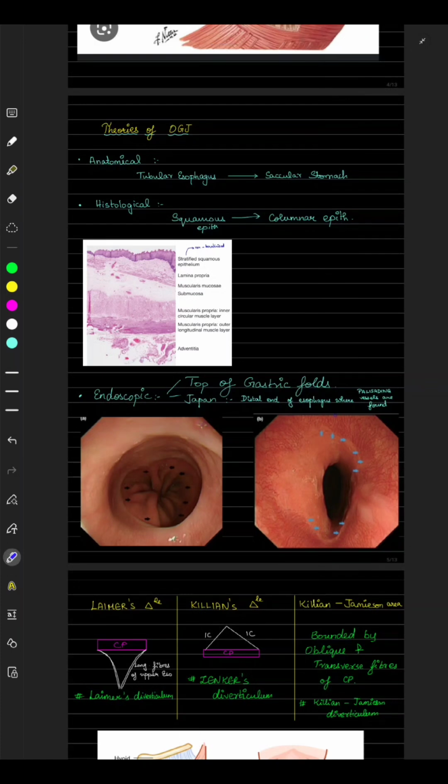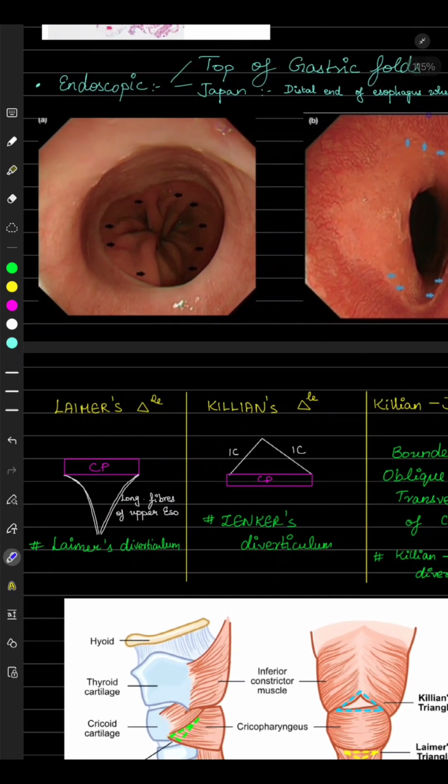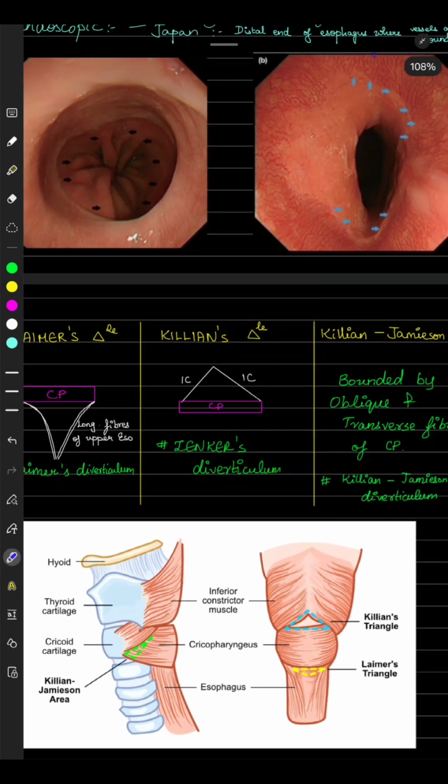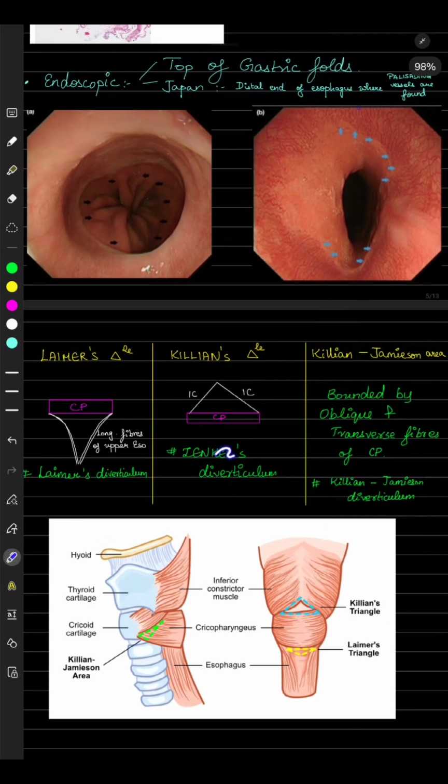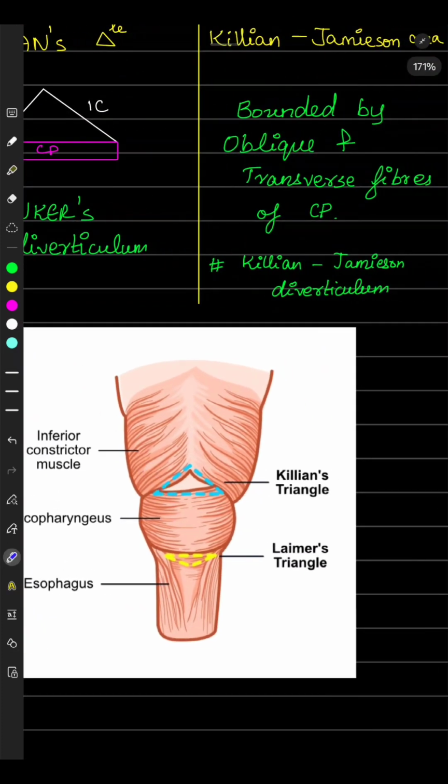Now coming to the fancy terms where the diverticula actually occur. Okay, we basically have three diverticula, out of which the most known for us is the Zenker's diverticulum, and the triangle is Killian's triangle. Now everything we'll explain with this image. So first thing is Killian's triangle, through which the Zenker's diverticulum occurs. So what is this view actually?